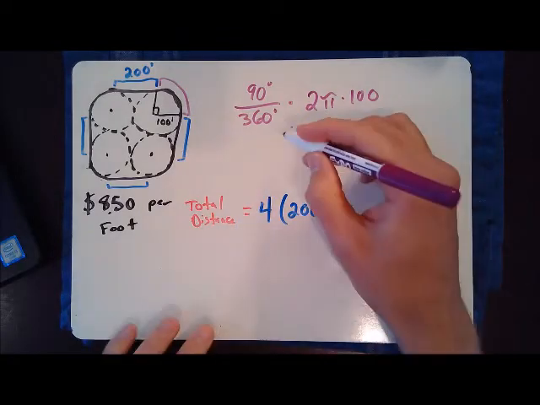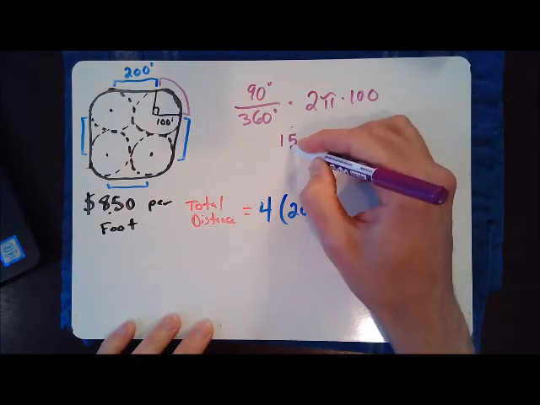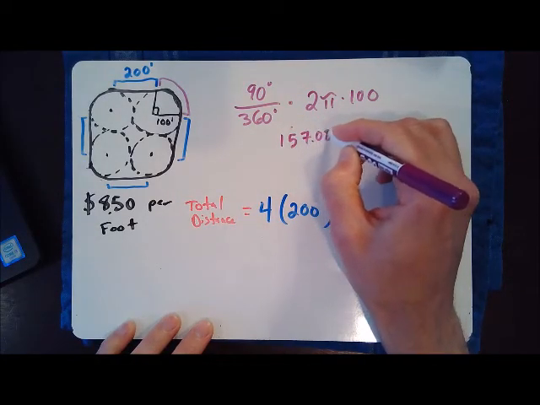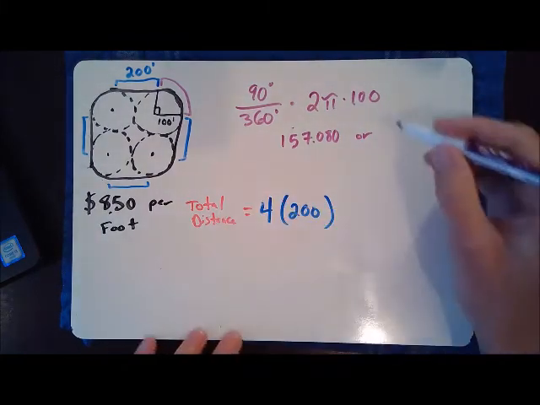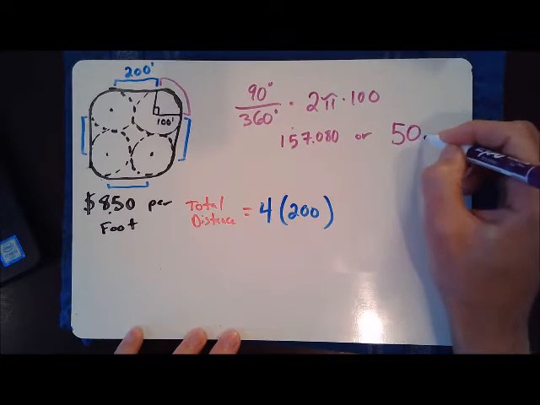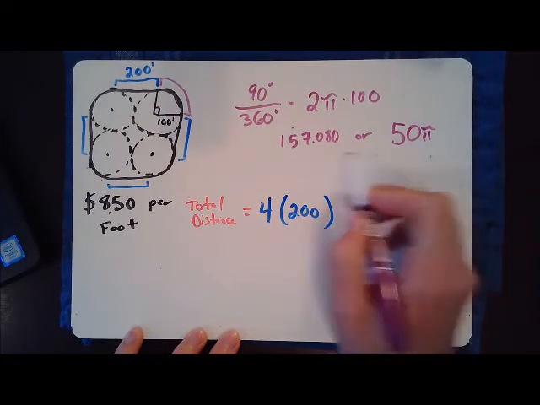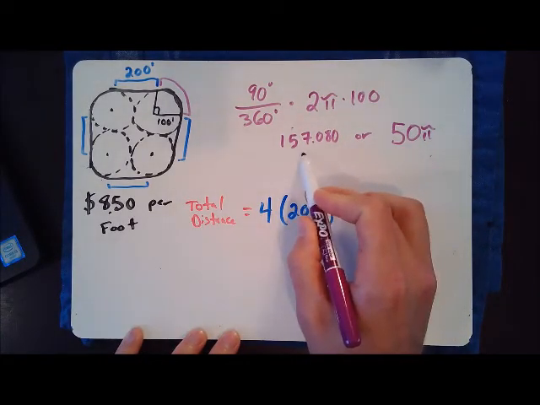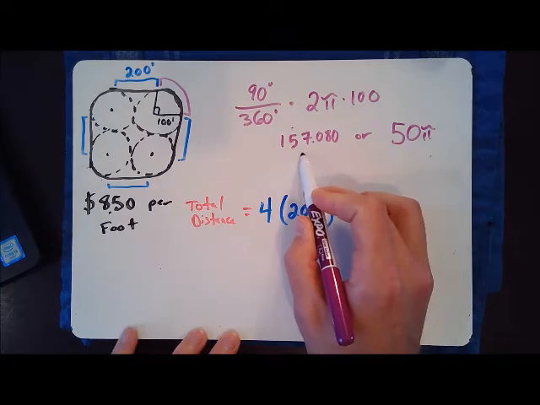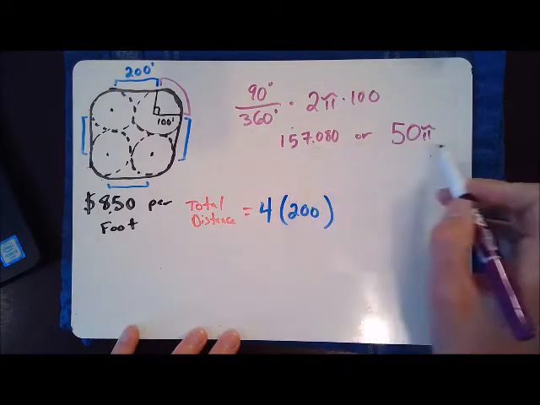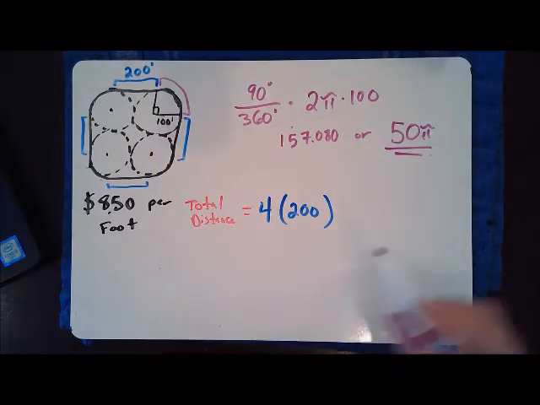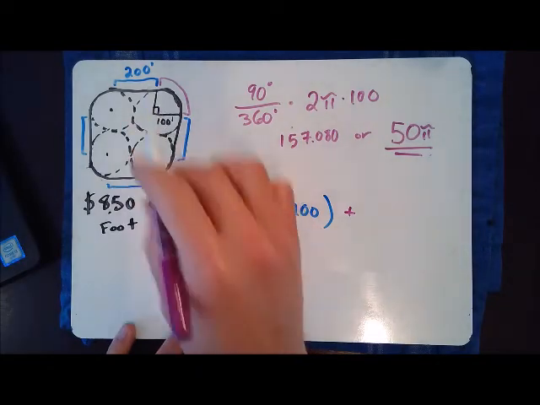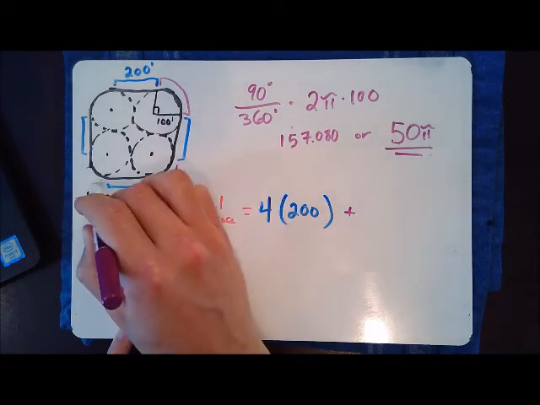Now, I can use that as a decimal answer when I plug it into my calculator. I get about 157.080, but think of it as a quarter of a circle, 50 pi, when 200 pi would be the total circumference. So you're able to use the 50 pi because it's not a rounded decimal. It's an exact answer, not 157.08. Since it's not my final answer, I don't want to use 157.08 if I can help it.